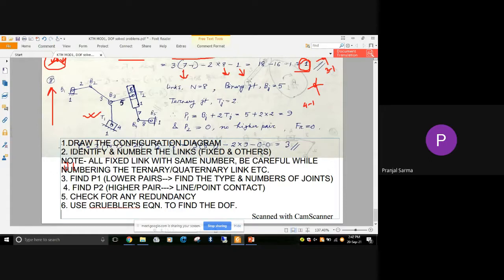Any confusion, anyone? This kind of question you will get in your exams: finding out the degree of freedom for any kind of mechanism. A figure will be given. You should first draw the configuration diagram properly, whatever figure is given. After that, on the figure that you have drawn, identify and number the links properly. Then find out P1, P2, etc. And using Grubler's equation, find out the degree of freedom. Any confusion? Any question that you want to ask?